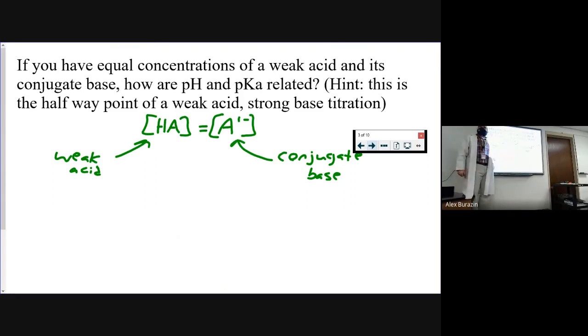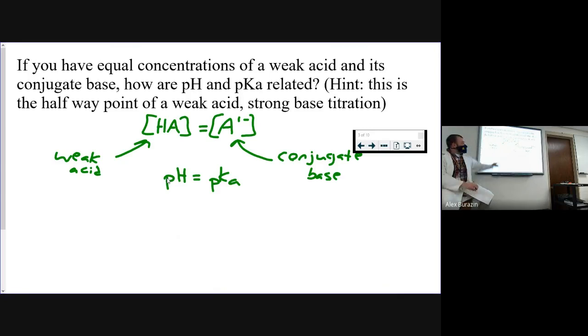What is the pH and pKa relationship here at this point in time? If acid and conjugate base are equivalent, these are the same. Okay? At the halfway point of a titration, which is what I gave you in the hint, pH and pKa are equivalent. What's also true at that spot? Weak acid and conjugate base are equivalent.